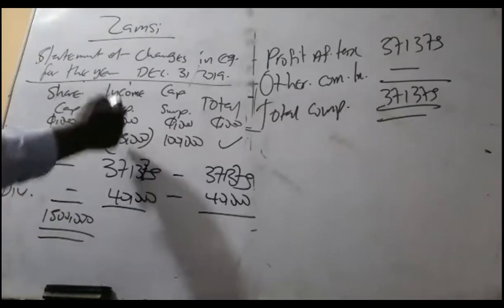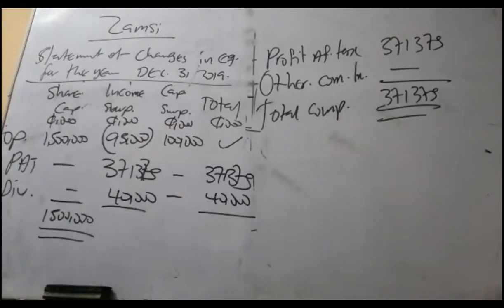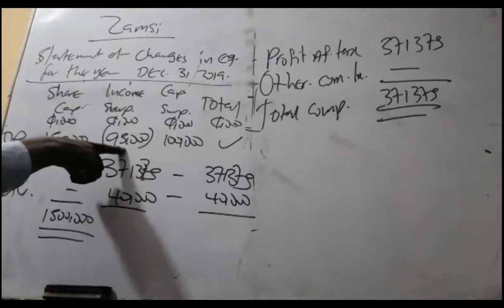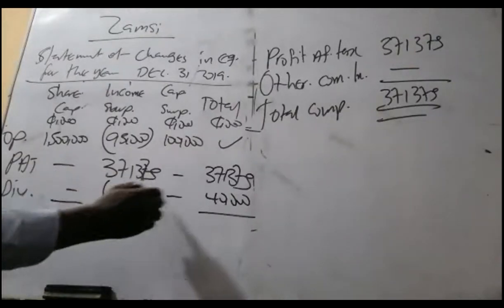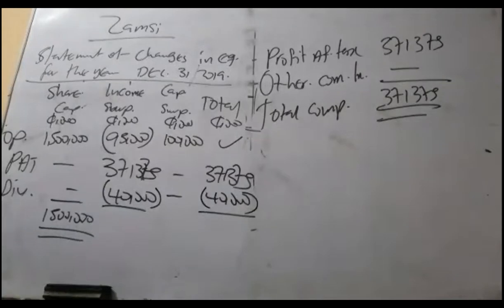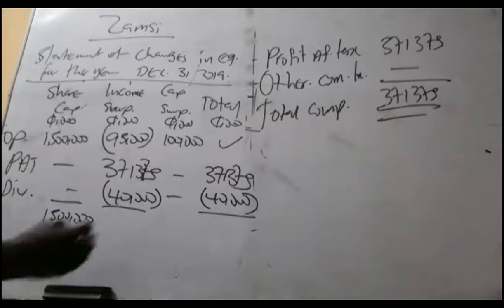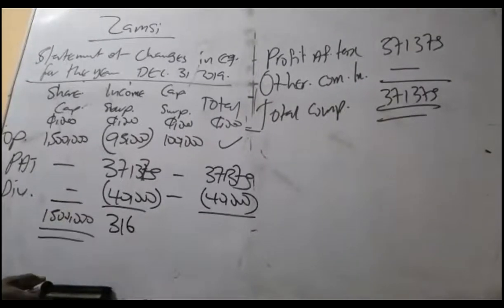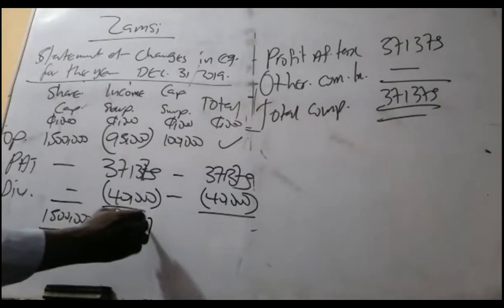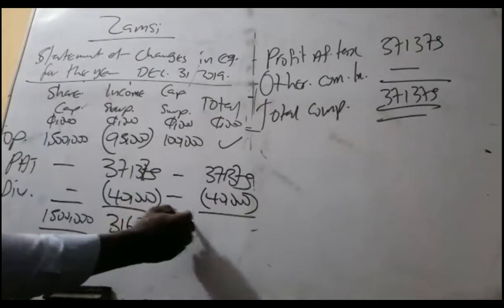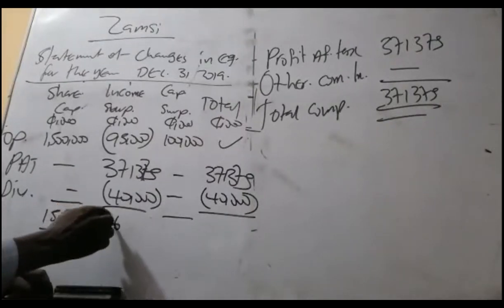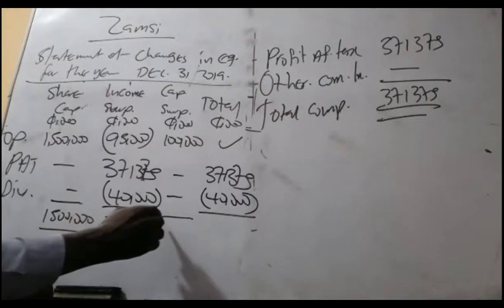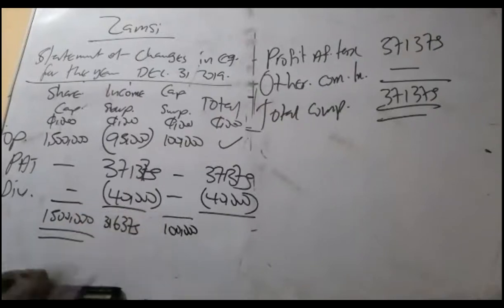So what will be the total for this? The income surplus? Negative 95,000. Why negative? Because we had a debit, plus the profit made for the year. The dividend, let's subtract the dividend because we are making a payment. So 316,375. Capital surplus is 100,000.